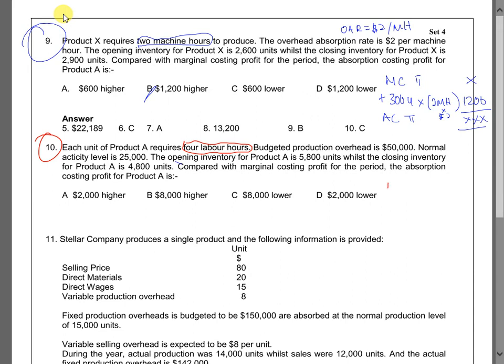Can you change this? This one is $50,000. Normal activity 25,000. Is it unit, labor hour or machine hour? It is 25,000 direct labor hours, because given here is labor hour. OAR is 50 divided by 25K direct labor hours.